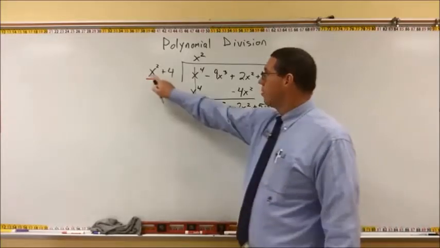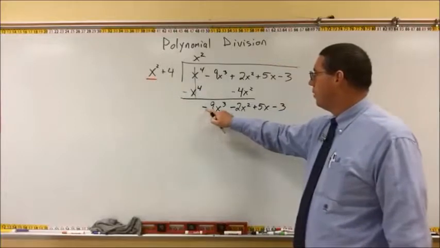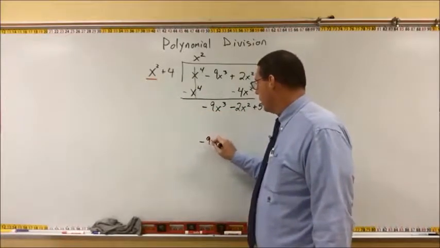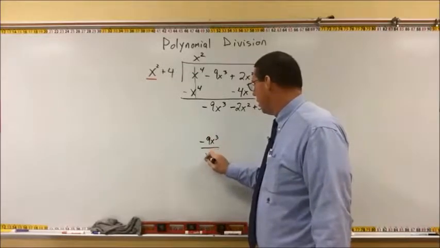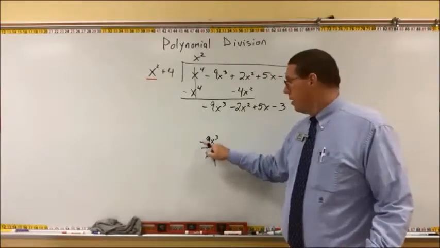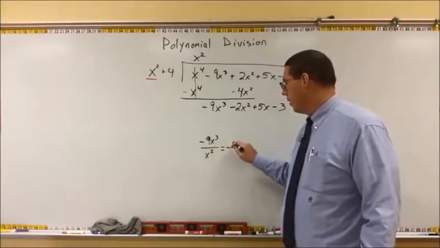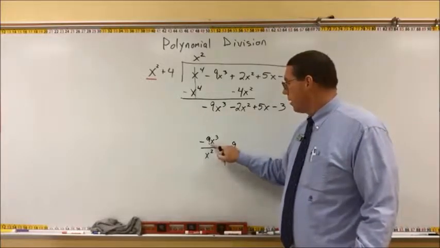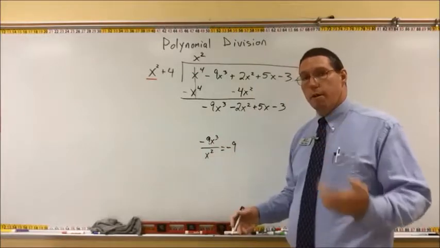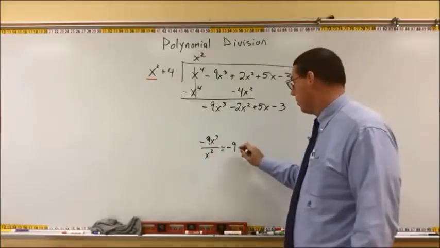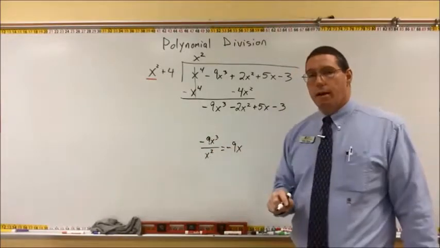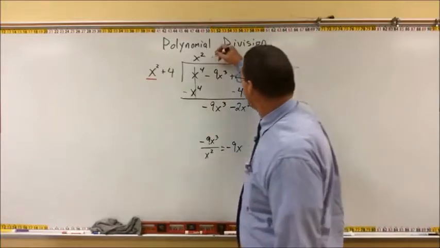Now, we're going to take the x squared, and we're going to divide it into negative 9x cubed. Another way to think about it is negative 9x cubed divided by x squared. So, there's a 1 in front of the x squared. Negative 9 divided by 1 is negative 9, right? Then x cubed divided by x squared, okay, well, 3 minus 2 is 1, so that's x to the first power, or just x. So if we divide negative 9x cubed by x squared, we get negative 9x. And so we're going to put that up here.